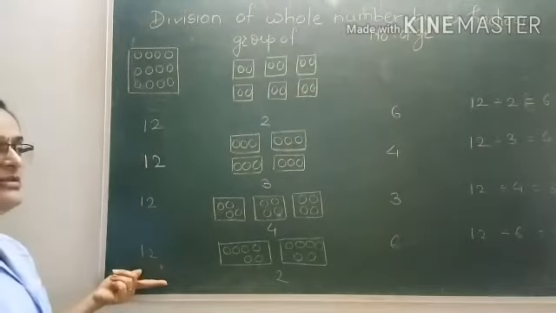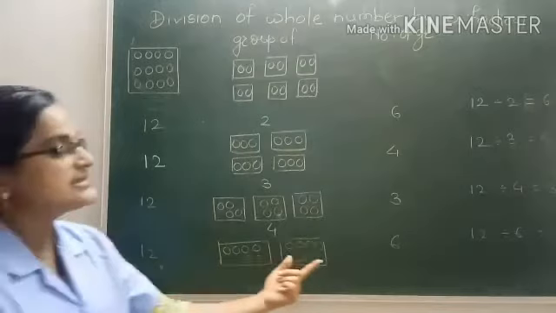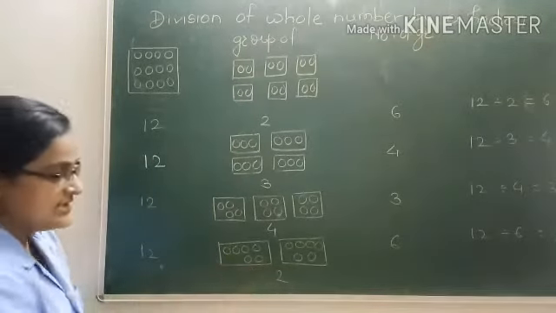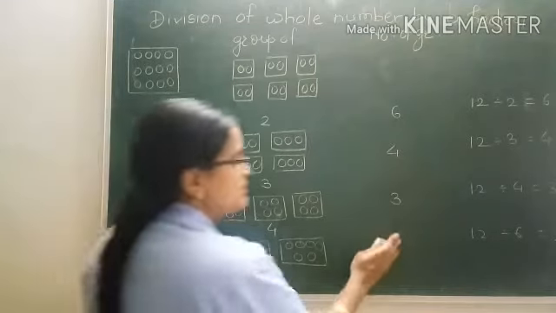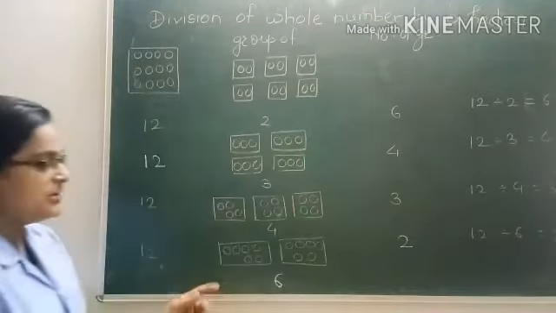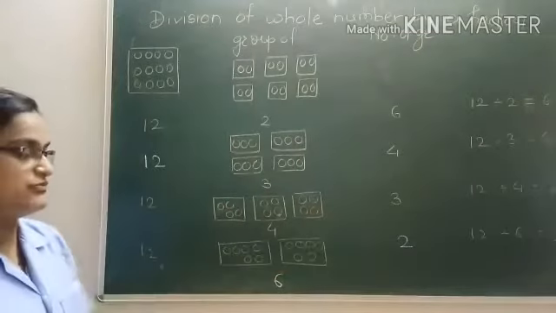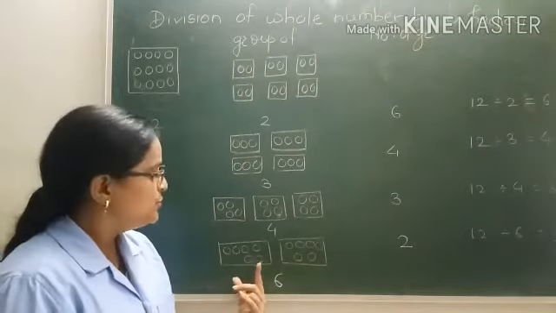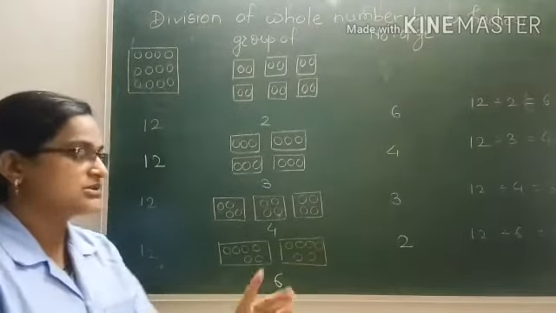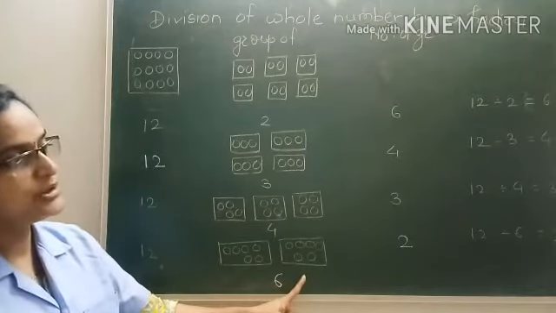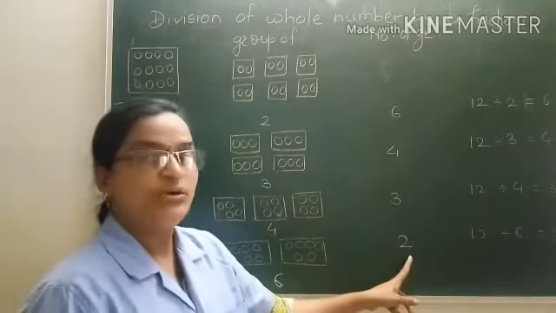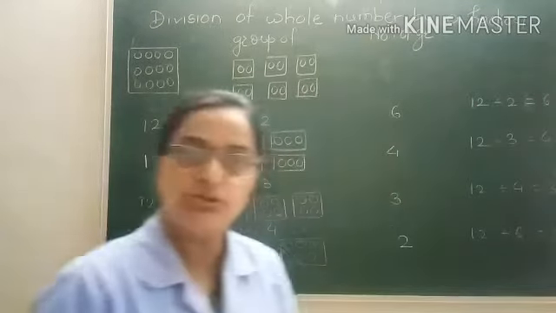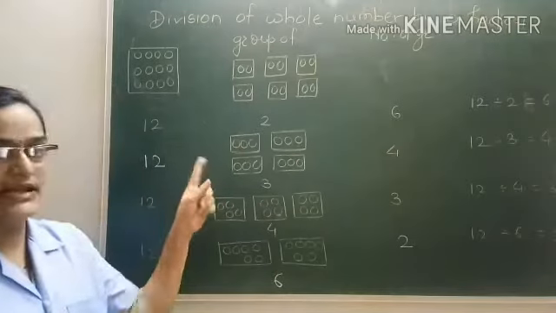Now the same 12 marbles, if I put 6 in each box, how many boxes would be needed? 2 boxes would be needed. See once more, I have 12 marbles and I have put 6 marbles in one box. How many boxes are needed in order to keep all the marbles? I need 2 boxes. So may I say 12 divided by 6 is equal to 2? Try to understand this concept.